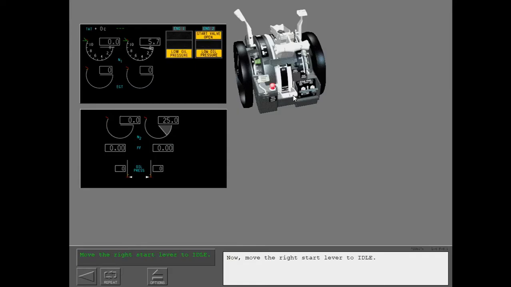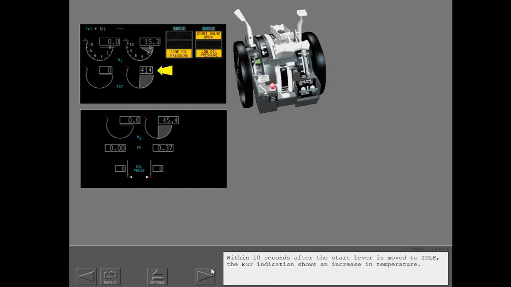Now move the right start lever to idle. The fuel flow indication starts to increase. Within 10 seconds after the start lever is moved to idle, the EGT indication shows an increase in temperature.